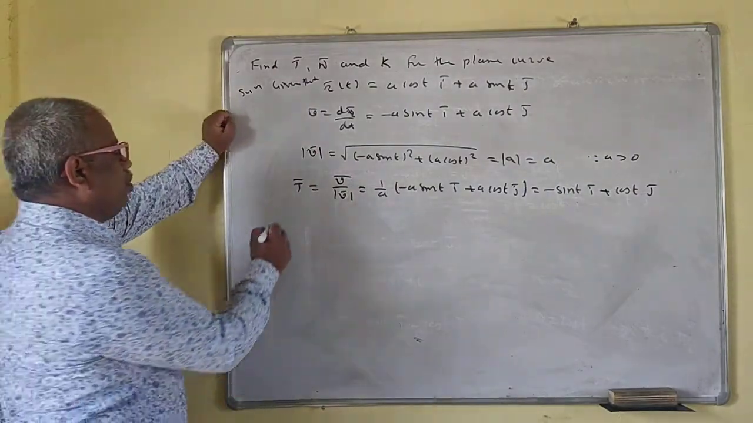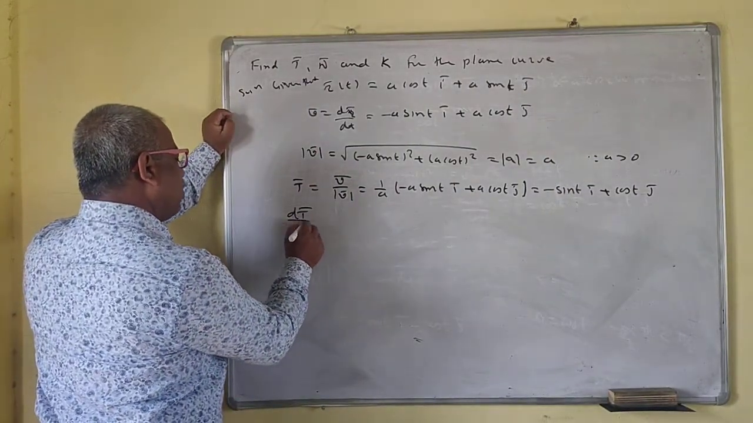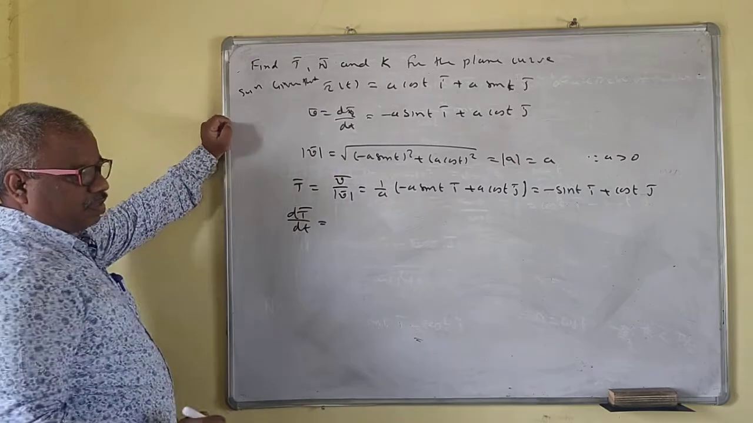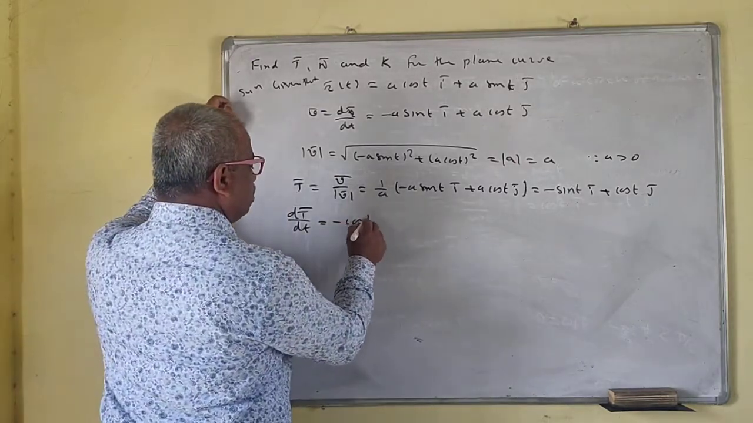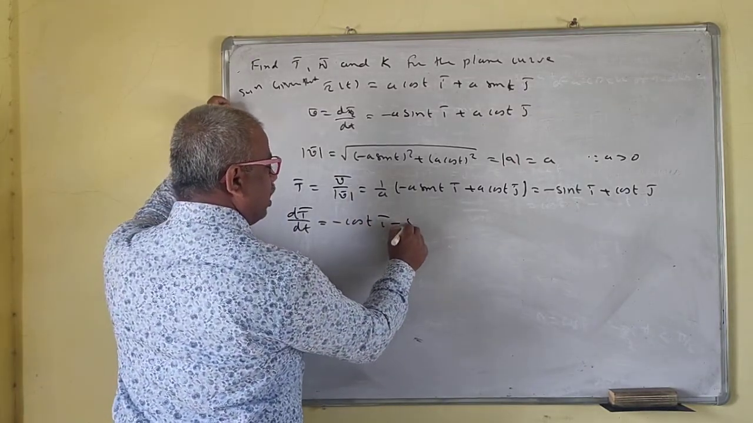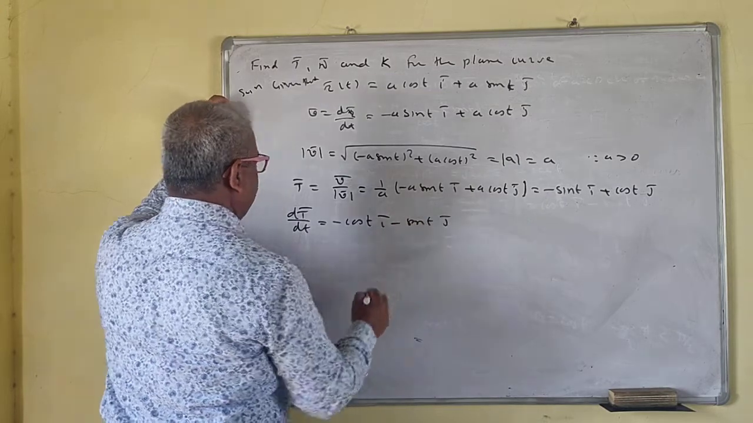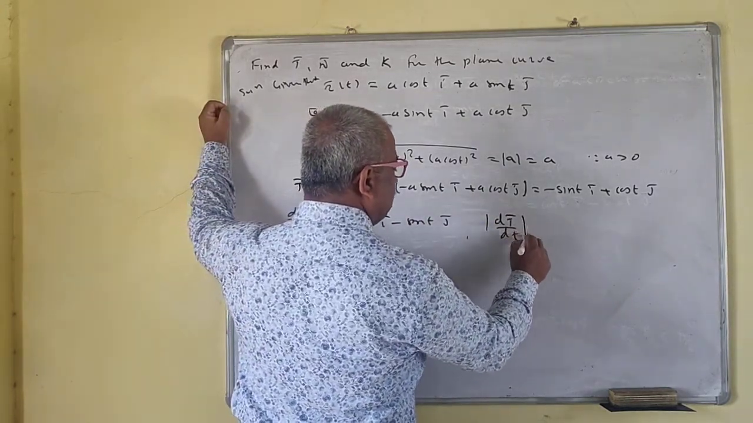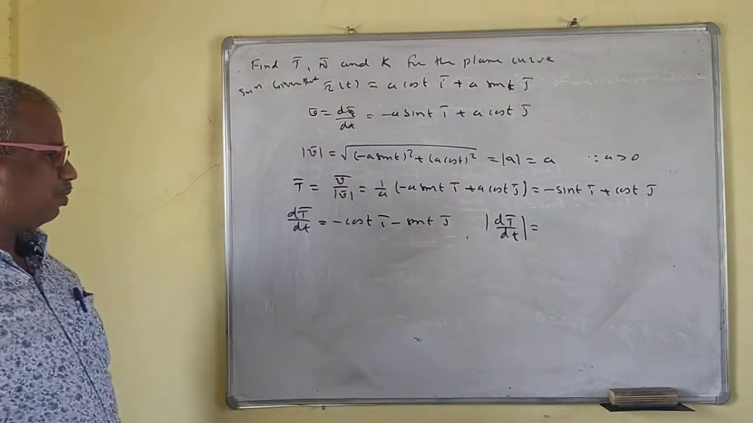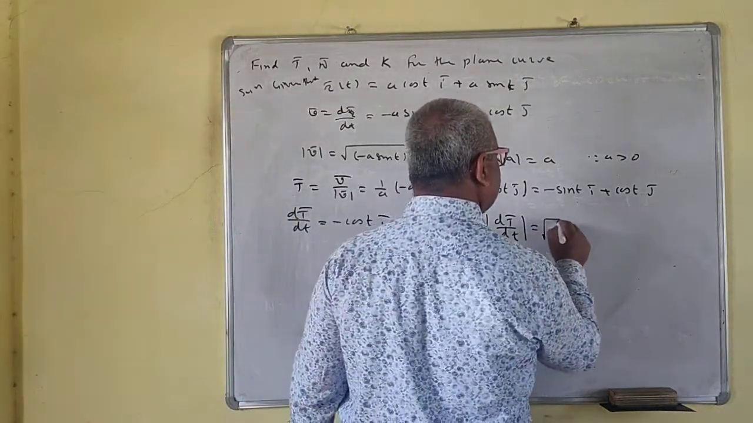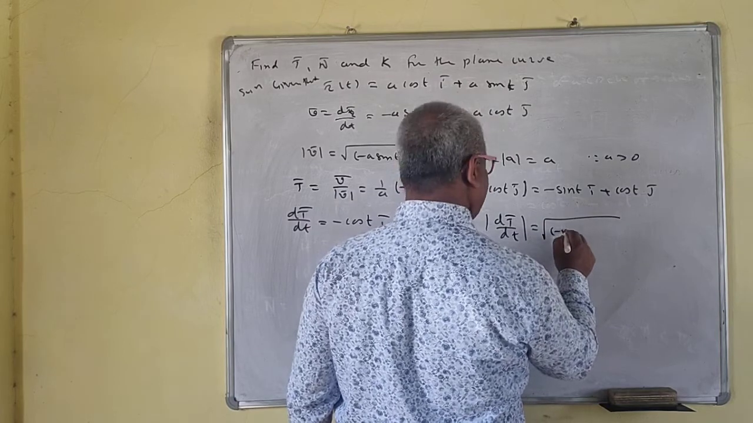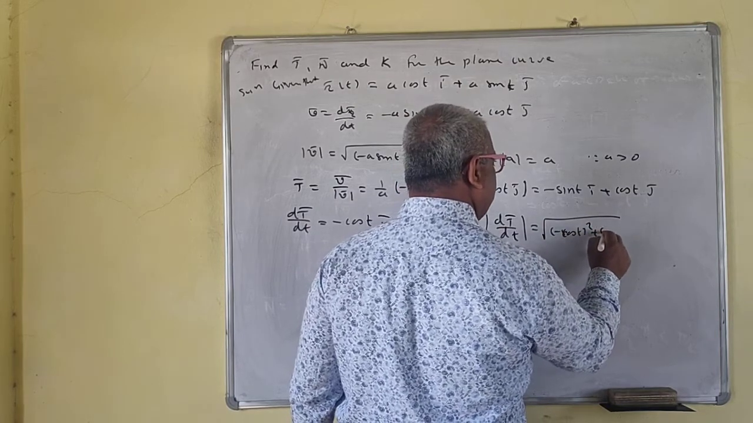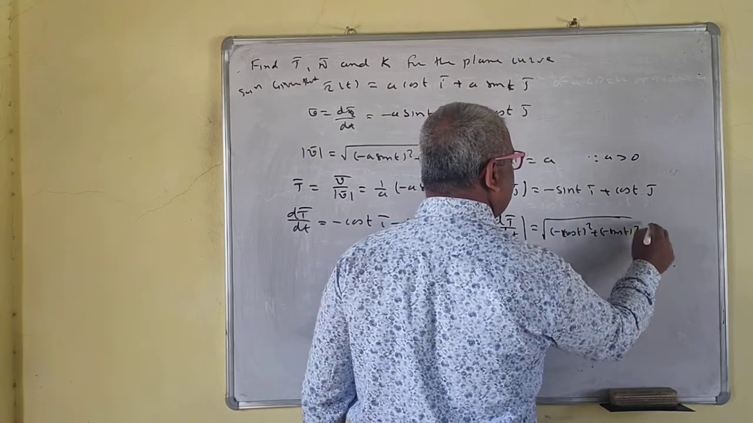Okay, so now we'll find dT bar by dt. So this is minus cos t i bar minus sin t j bar. Okay, we'll find the mod of this dT bar by dt. So this is the square root of minus cos t squared plus minus sin t squared. So this is 1.